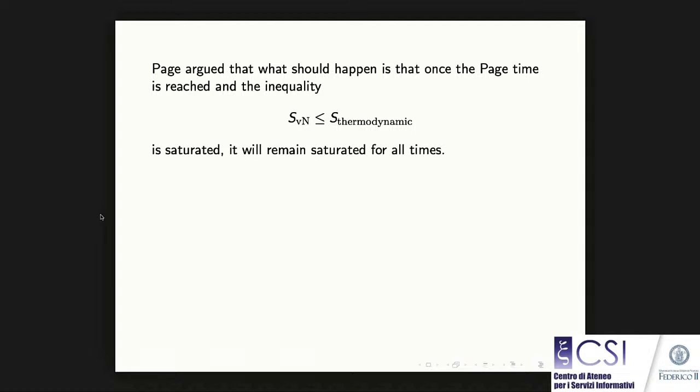But at the Page time, the black hole actually reaches true microscopic thermal equilibrium. At the Page time, its von Neumann entropy becomes equal to its thermodynamic entropy. So it finally has reached true microscopic equilibrium. Now, once you're in microscopic equilibrium, as you continue to radiate adiabatically, one would expect you would remain in equilibrium. True microscopic equilibrium means that the von Neumann entropy equals the thermodynamic entropy, and once it's achieved, it's hard to lose it.